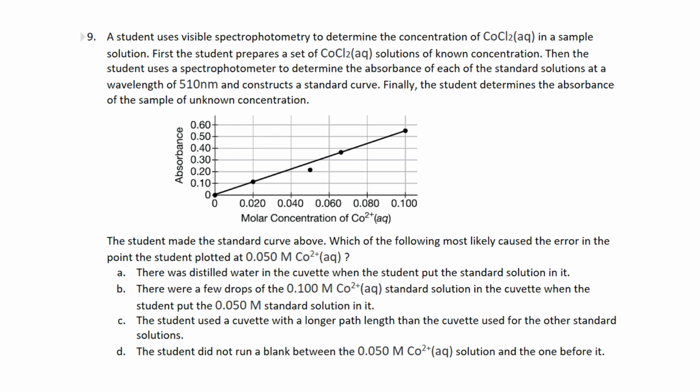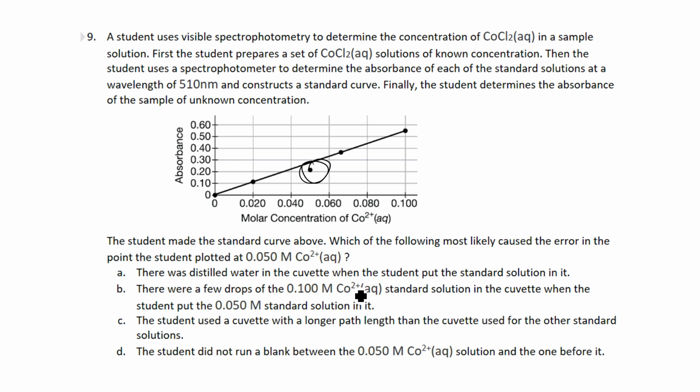Let's look at 9. In 9, we've got a sample where we're making a nice calibration curve with different solutions of cobalt, and we're measuring their absorbances. And we see that one data point is too low here. So we're trying to explain what is going on with this data point. Why is it too low? So we're looking for why the absorbance is low.